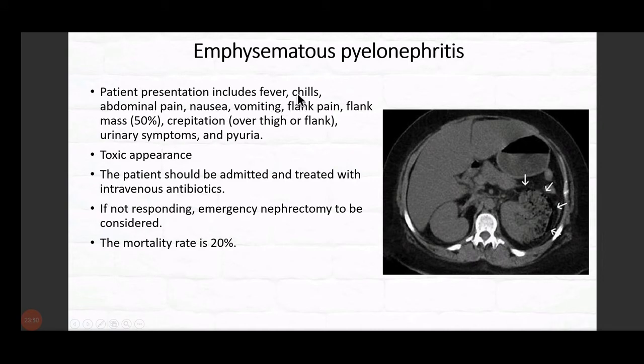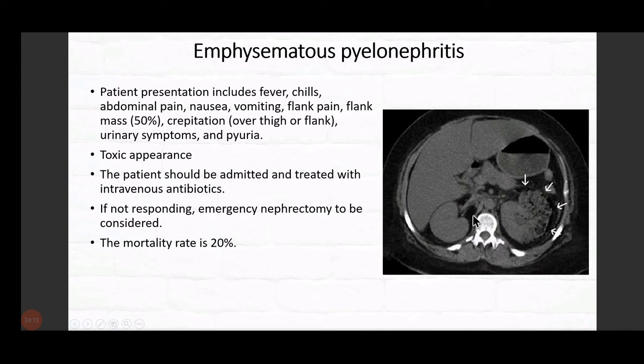So the usual presentation will be they present with fever, chills, abdominal pain, nausea, vomiting, flank pain. There can be a mass if there was a hydronephrotic kidney which was secondarily infected, or there can be crepitations. Now, crepitations is because of this gas forming, and if this gas is extending to the abdominal wall.